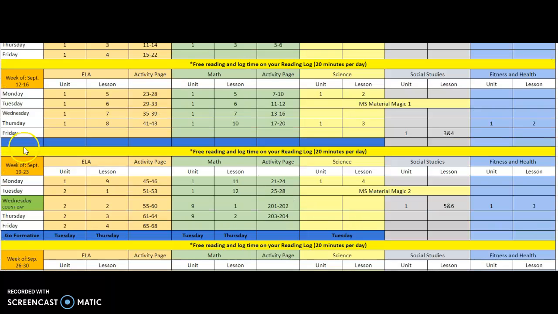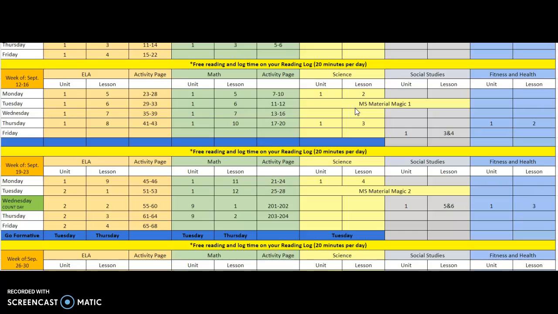Looking down for September 12th through 16th, you can see this MS Material Magic 1. That MS stands for Mystery Science. Mystery Science is another science curriculum that we use that helps teach or reach the Kansas State standards a little bit better, but we do have the OLS science lessons as well.